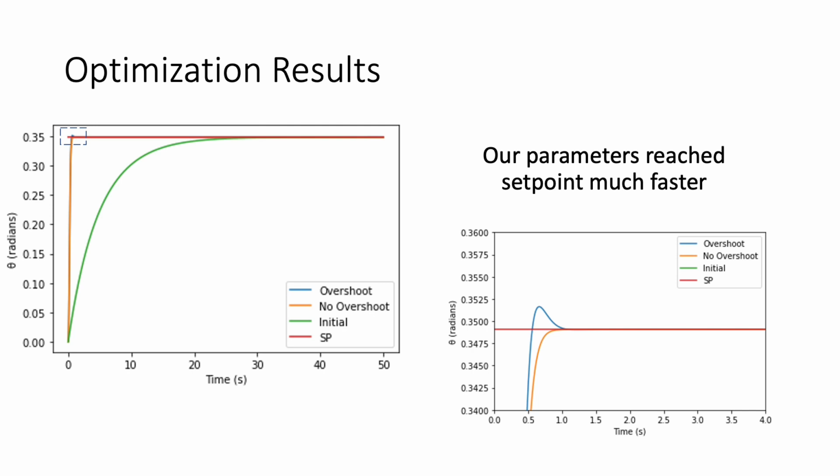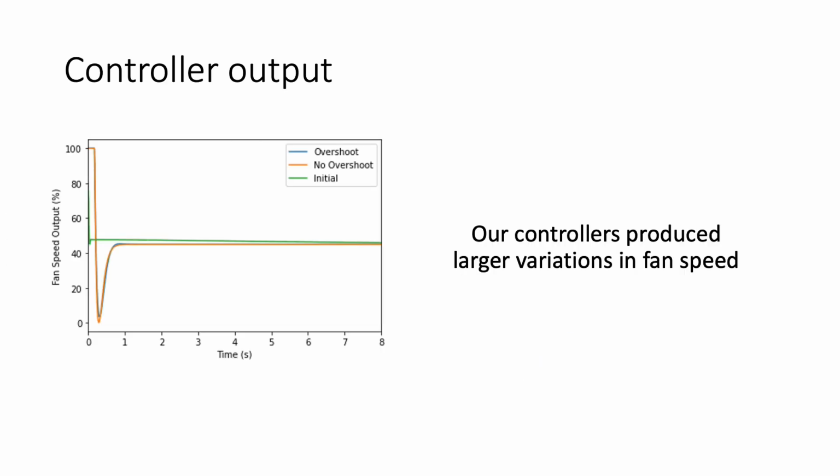You can see in the zoomed in graph, we did an optimization where we allowed overshoot and one where we penalized overshoot. Here is a graph showing time versus the fan speed. You can see that the controller adjusts the fan speed differently when using different optimized PID parameters.